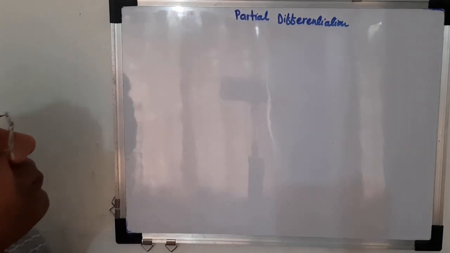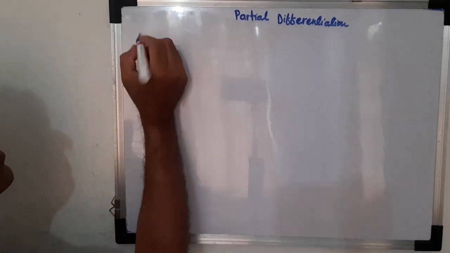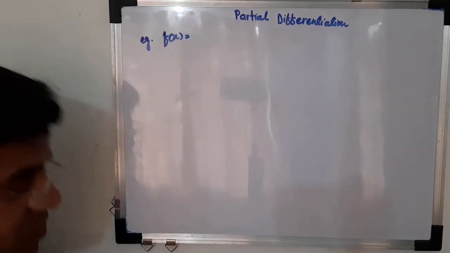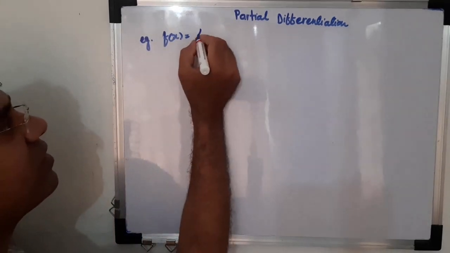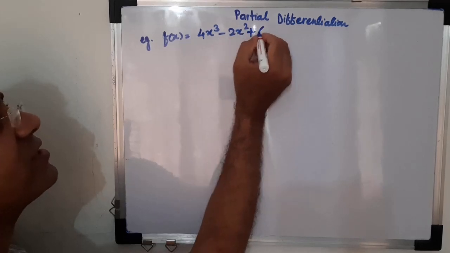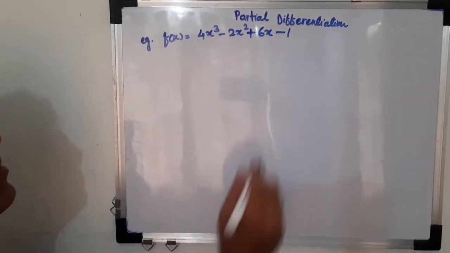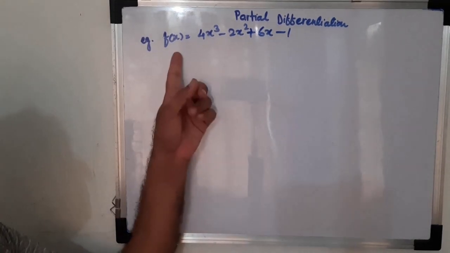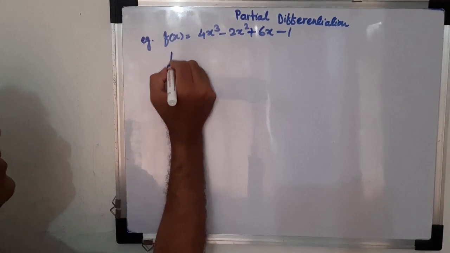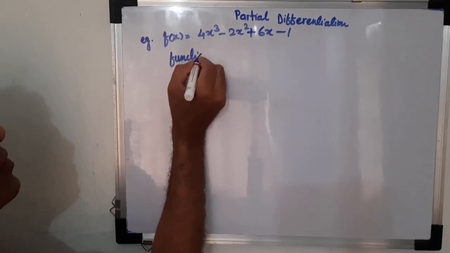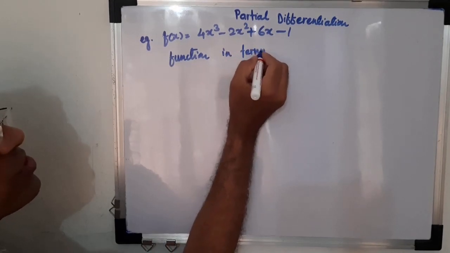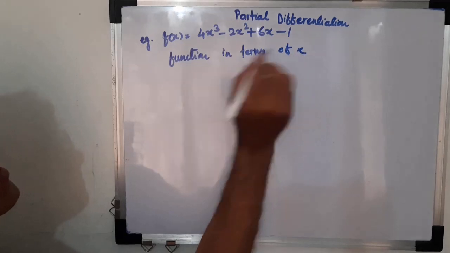Okay, so suppose f of x is equal to 4x cube minus 2x square plus 6x minus 1. So the given function is in terms of x.